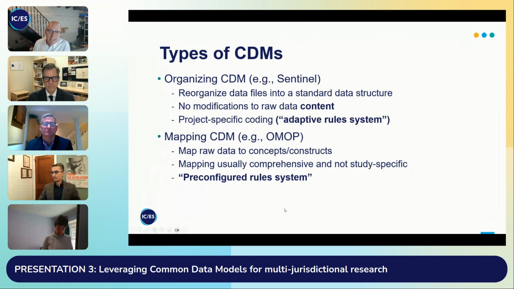The OMOP or Odyssey common data model is what we call a mapping common data model, where the raw data are mapped to either what are sometimes called concepts or constructs. So rather than leaving the raw diagnostic codes in a database, we might define incident type 2 diabetes as a certain set of codes occurring in a certain pattern in a certain time window.